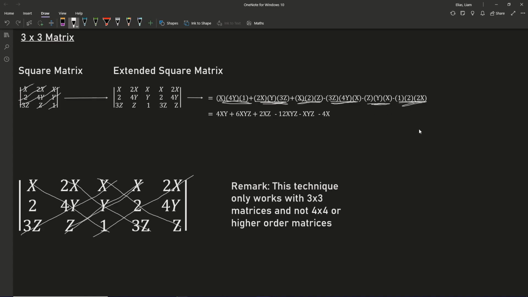So now we have all these terms, and then from here we would just multiply the terms out. If you have any like terms, you can combine them. I didn't do it here. This would be the determinant. Like I said, you can feel free to simplify it, but this is the determinant of this 3 by 3 matrix. Just to put a remark here too, this technique only works with 3 by 3 matrices. So if you have a 4 by 4 matrix, you can't use this technique of crisscrossing and going across the matrix.